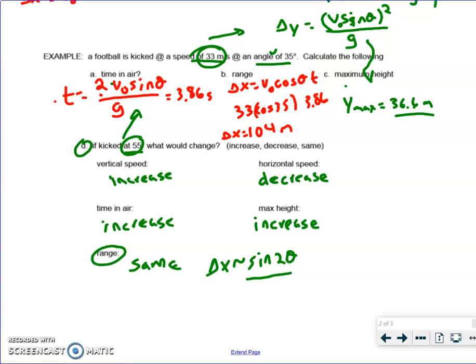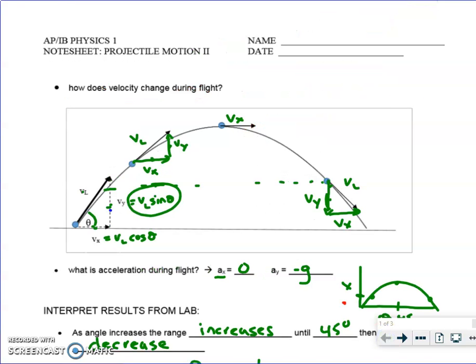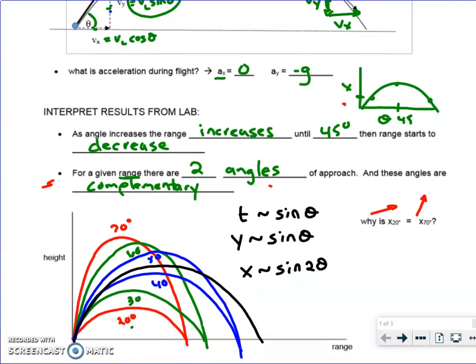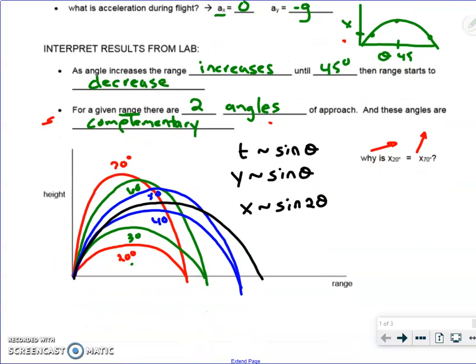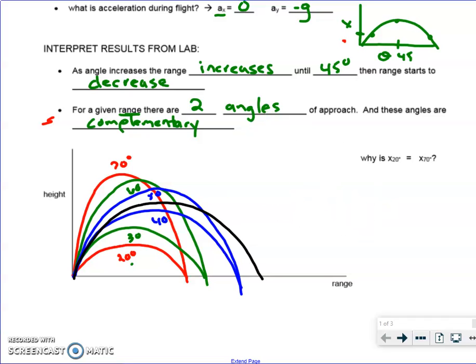Okay, so I'm going to go back to one thing I forgot to do on the front page. And you might be wondering, is he going to talk about that? And that's right here. It says, why is the range of 20 the same as 70? In other words, why do complementary angles give us the same range? Well, I'm not going to give you a rigorous answer. I'm going to give you a fairly simple answer. So let me draw those vectors again. This is like this. This is like this. They're both launched at the same speed.